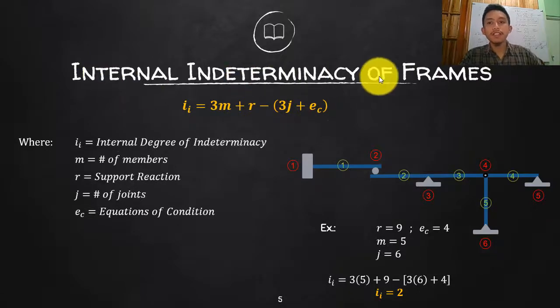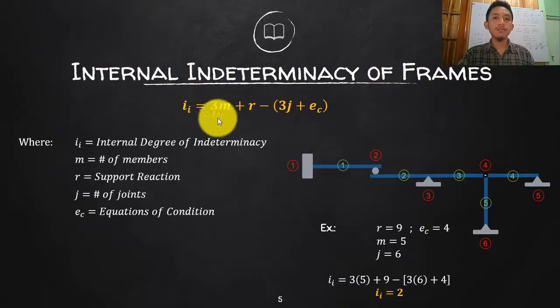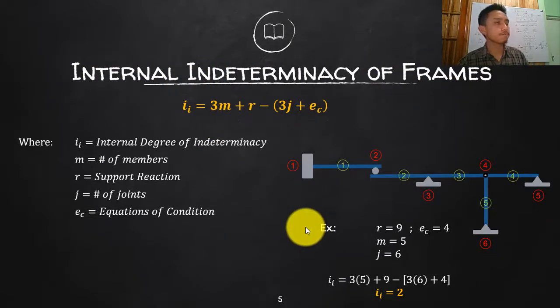So, internal indeterminacy of frames. How about that internal? If we say internal, we are talking here about the member reactions, these are the member forces, the forces applied by each member. So how do you know that? How can we say that this is indeterminate internally?